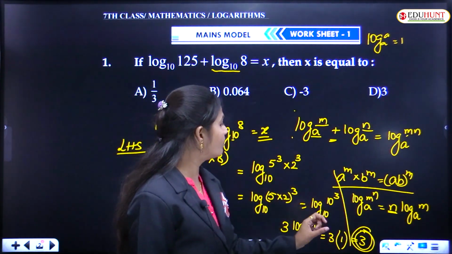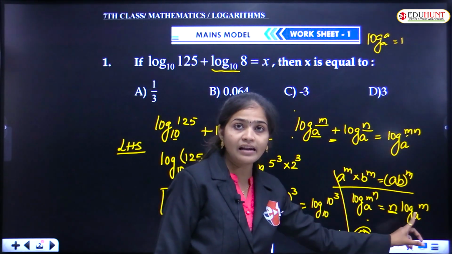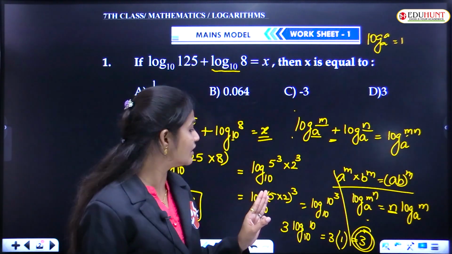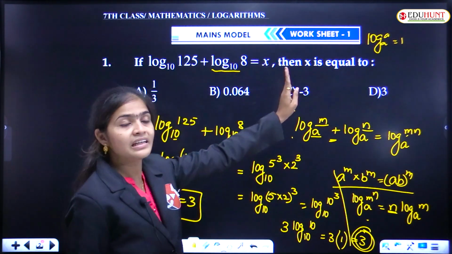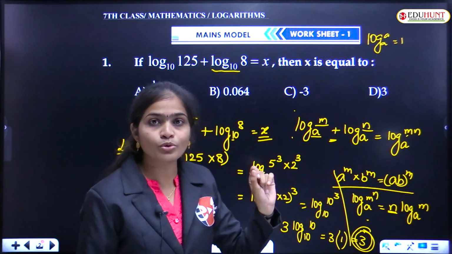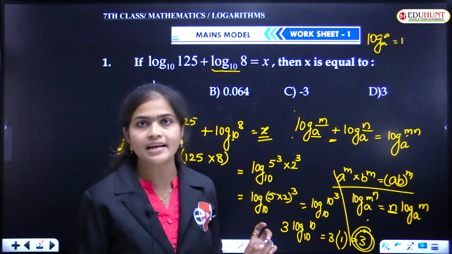And the third formula: log m power n to the base a is equal to n log m to the base a. That is the third formula we used here. And one more formula we used here is log a to the base a is equal to 1. So to simplify only one problem, we used four different laws.